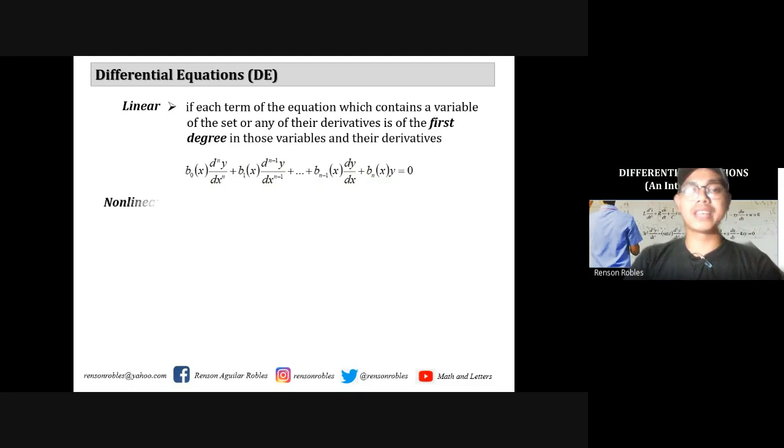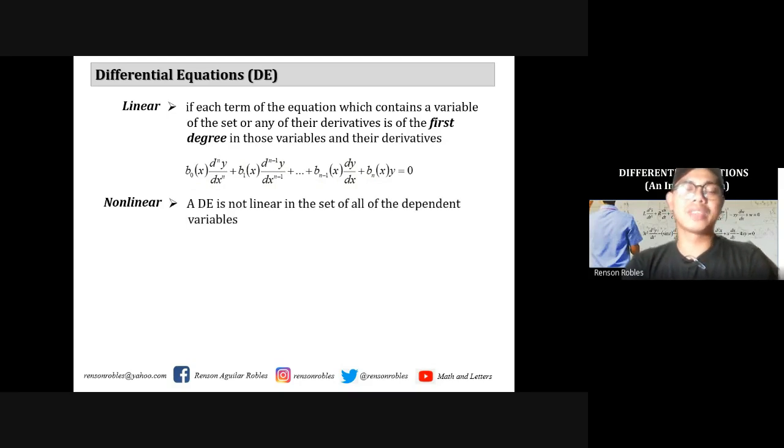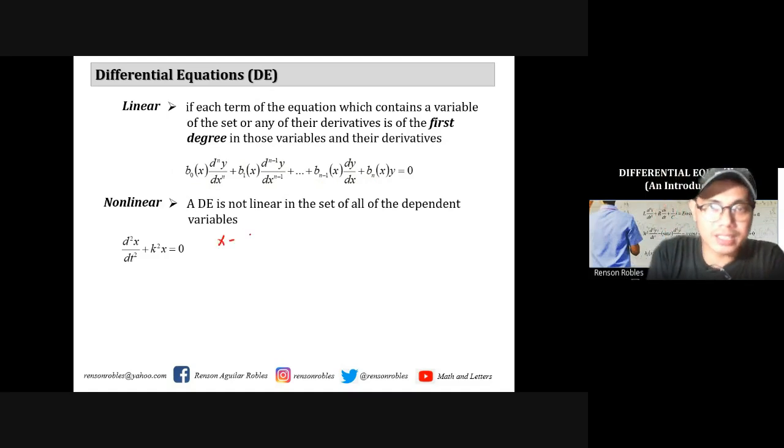And again, if it is not linear, then it's a non-linear differential equation. So a differential equation is not linear in the set of all of the dependent variables, so it's called nonlinear. Some of the examples are: the second derivative of x with respect to t plus k squared x equals 0. Remember that x is the dependent variable and t is the independent variable.